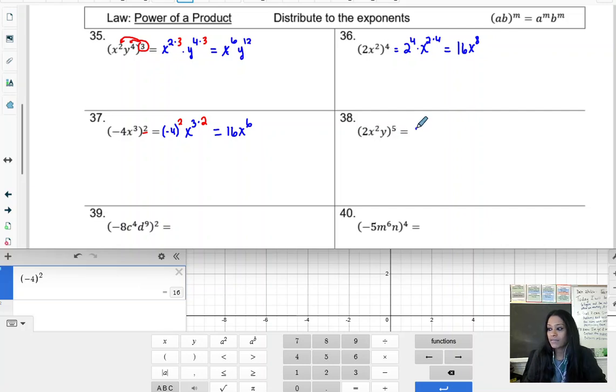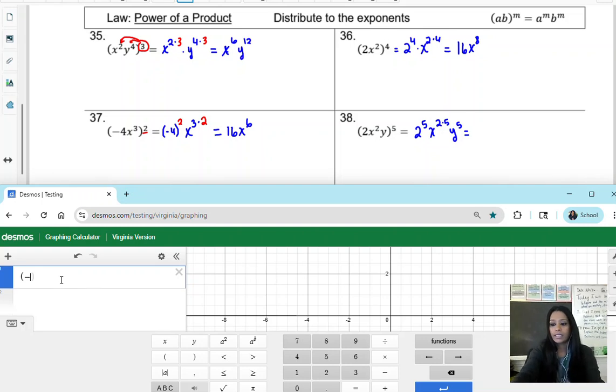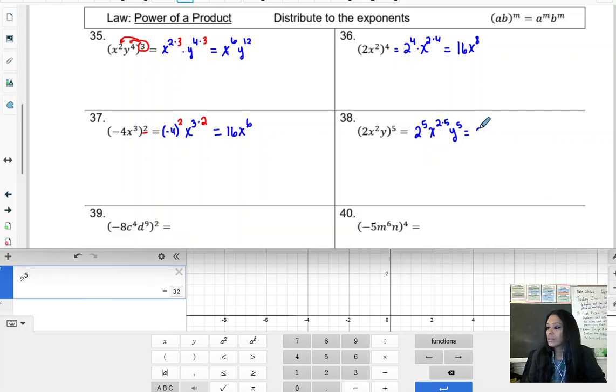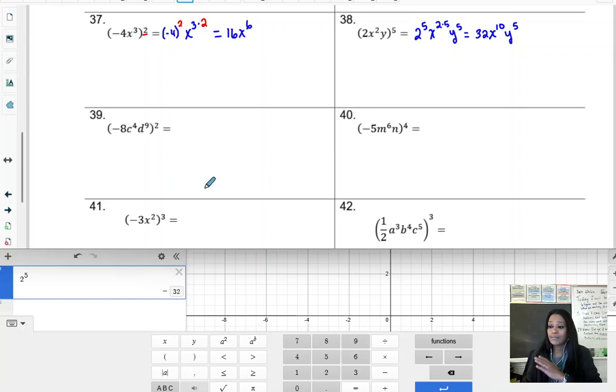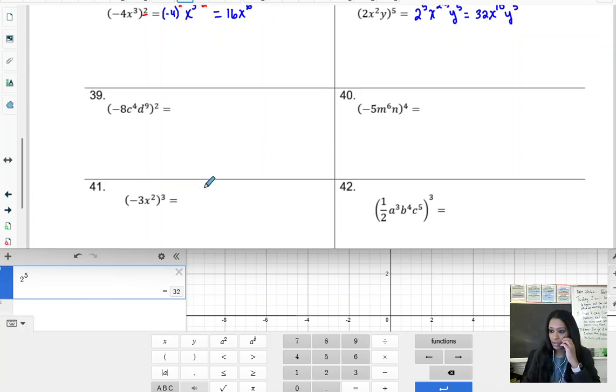All right, now here I have 3 things in here. The 2 also gets the 5, so 2 to the 5th power, x to the 2 times 5, and then y to the power of 5. So the 5 is included in everything. So 2 to the 5th power is 32. And then x to the power of 2 times 5 is 10. And then y is to the power of 5. All right, we're just going to chug along here. Just do all of these.